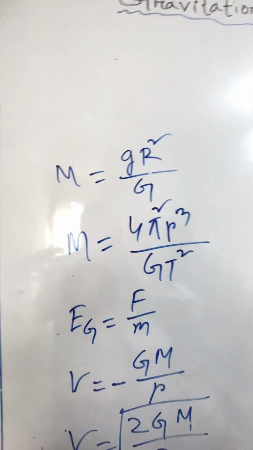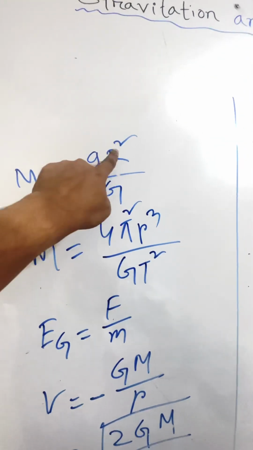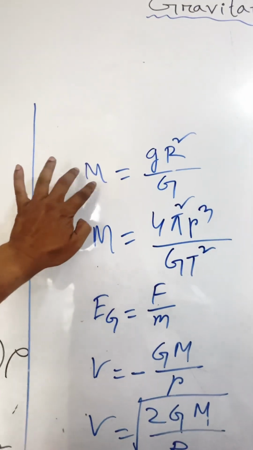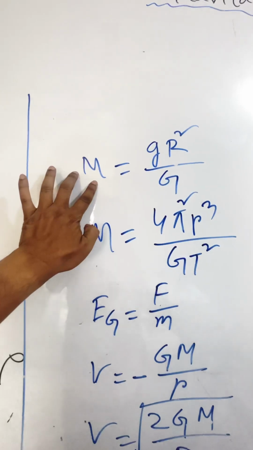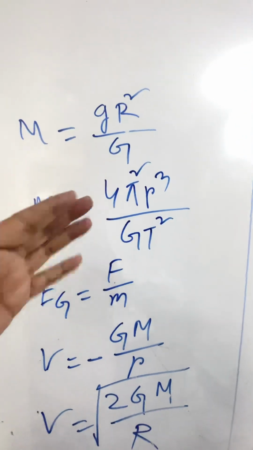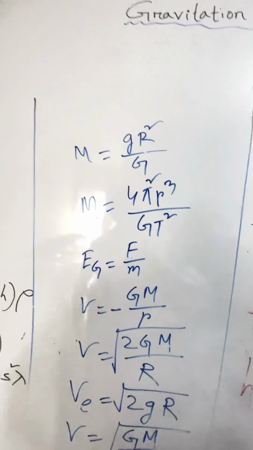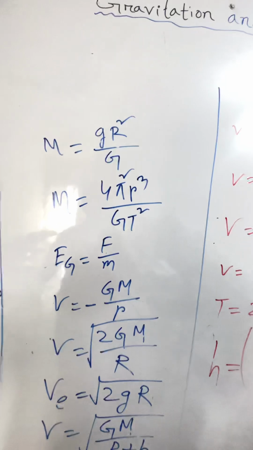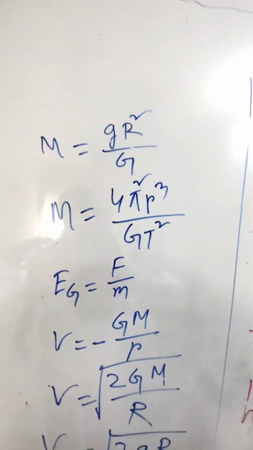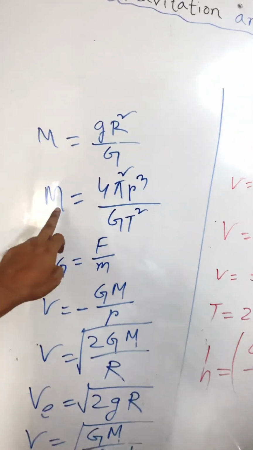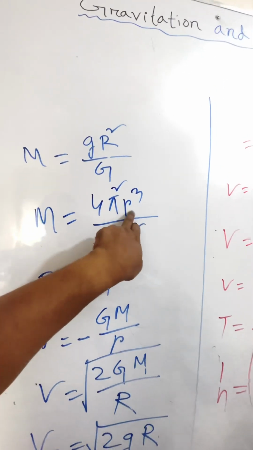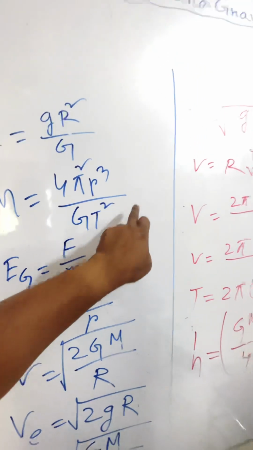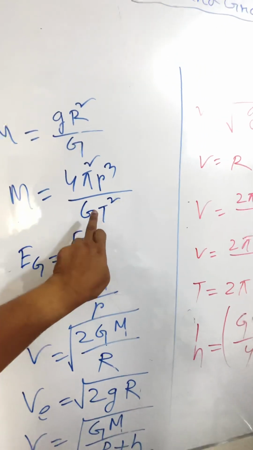If you know the capital G and capital R, then you may find out the mass of the earth. Remember, mass of the earth is capital M, and capital G is the gravitational constant. This is actually a constant value, and small g is acceleration due to gravity, and R is the radius of the earth. Okay, another formula: capital M equals 4 pi square R cube over capital G T to the power square.